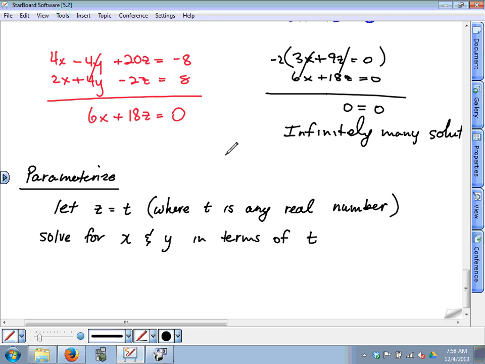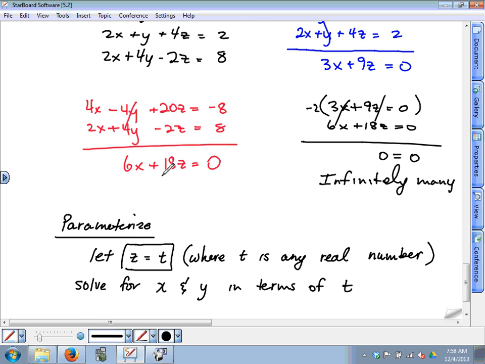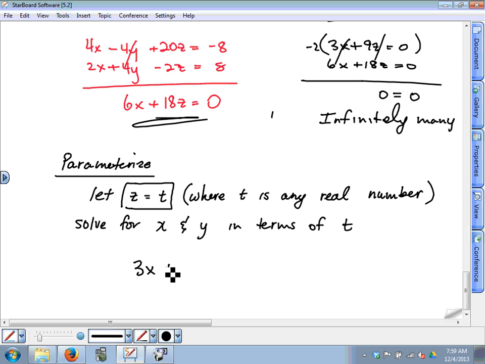So we've done step 1. We let z equal t. Step 2 is to solve for x and y in terms of t, but you can't do it at the same time. Just like if there was a unique solution, we have to work our way backwards from this step back up through the original equations. So if we go back to either this equation here or this equation here, it doesn't matter which one we choose. I'm going to choose this one, the one in blue. If 3x plus 9z is equal to 0, but z is equal to t, then that equation becomes 3x plus 9t equals 0. You guys agree?